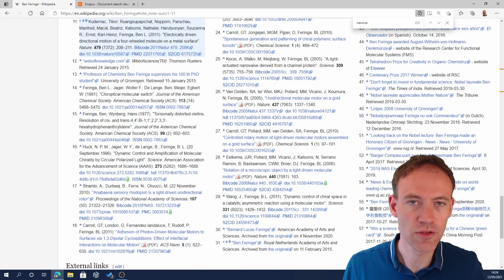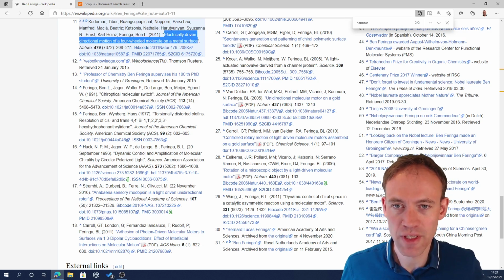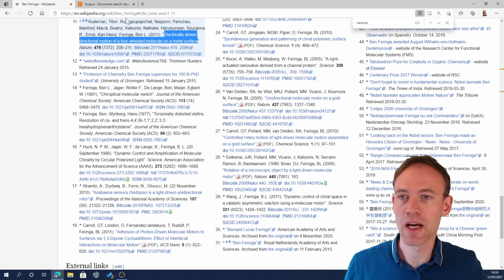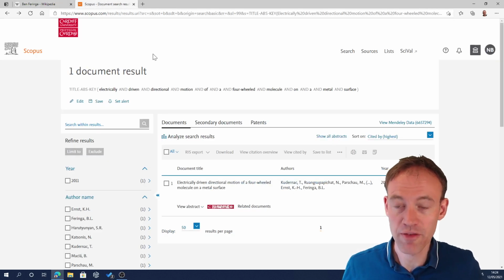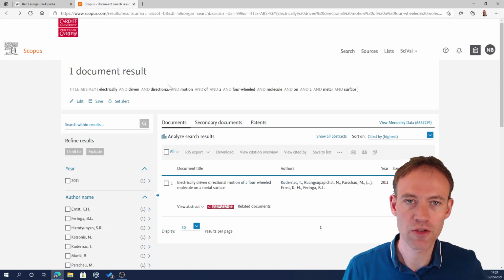and the fact that it ended up as one of the papers related to the Nobel Prize on Professor Feringa's website shows you that that is probably going to be an important paper. So that's the title of the paper, and what I've done is I have put the title of that paper in a search on Scopus already.